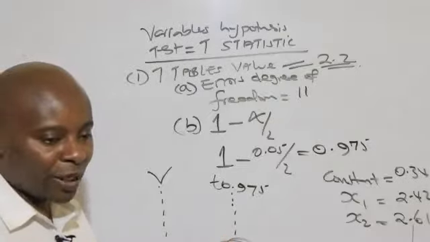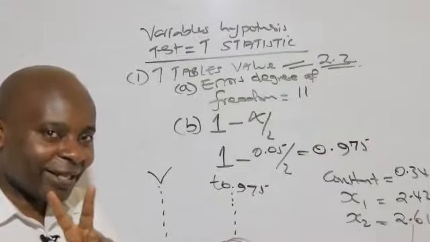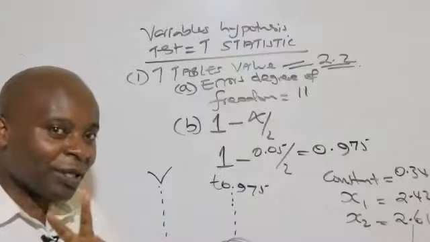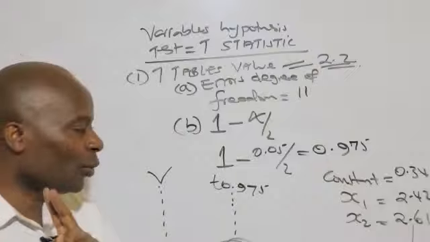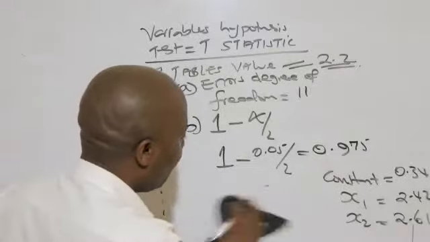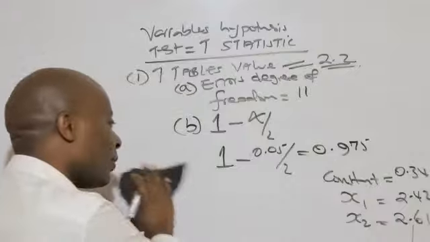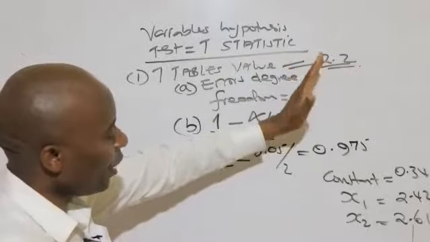The T tables value. And remember, there are 2 types of T tables. You're supposed to know how to read both of them because the examiner can bring either of the 2 tables. I'll be showing you how to read them later. I've sent both of them to you. For now, what do we do? I know most of us are not even seeing how we get this. Just copy this here. The T table's value we have is 2.2.